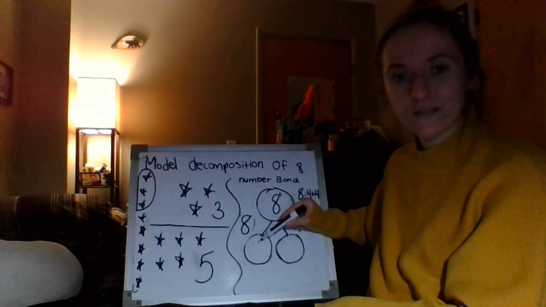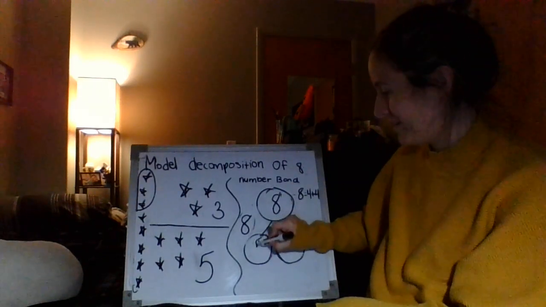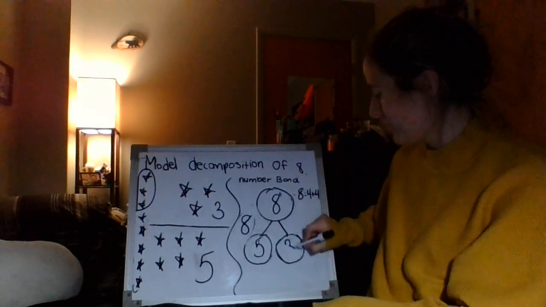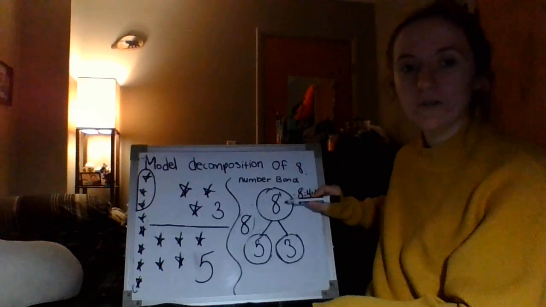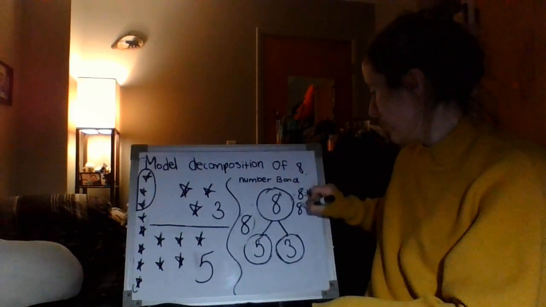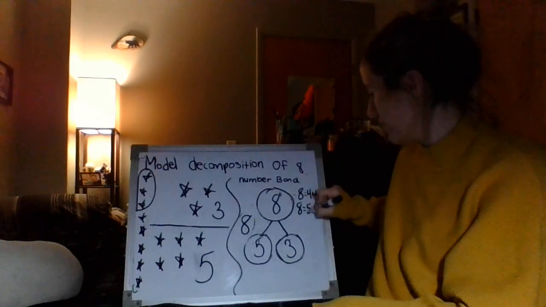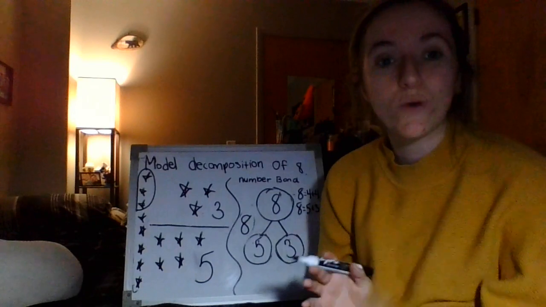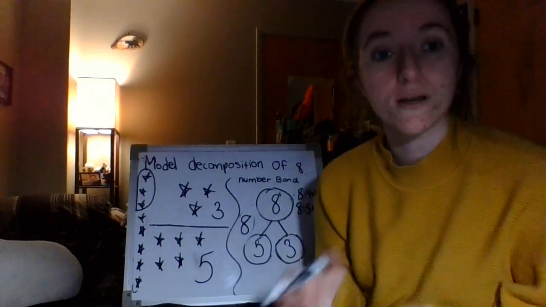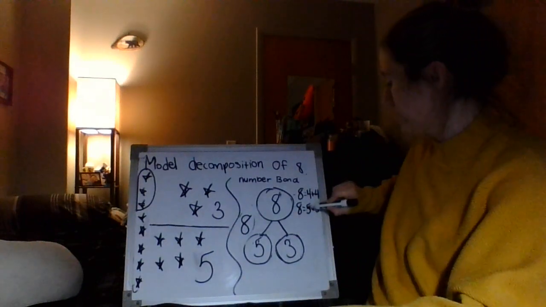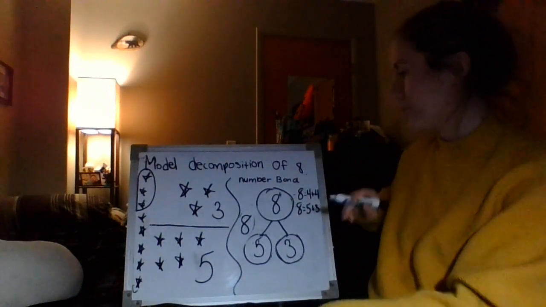Can 5 go in this one? Yep. Can 3 go in this circle? Good. So 8 is my whole and broken up into 5 and 3. 8 equals 5 plus 3. Great job. So that's the second way that 8 can be decomposed, broken up into the numbers 5 and 3. So we have 8 equals 5 plus 3.